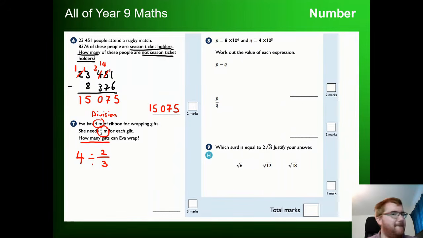This is where I get to do my favorite rhythm here. So keep it, switch it, flip it. Now what do I mean by that?